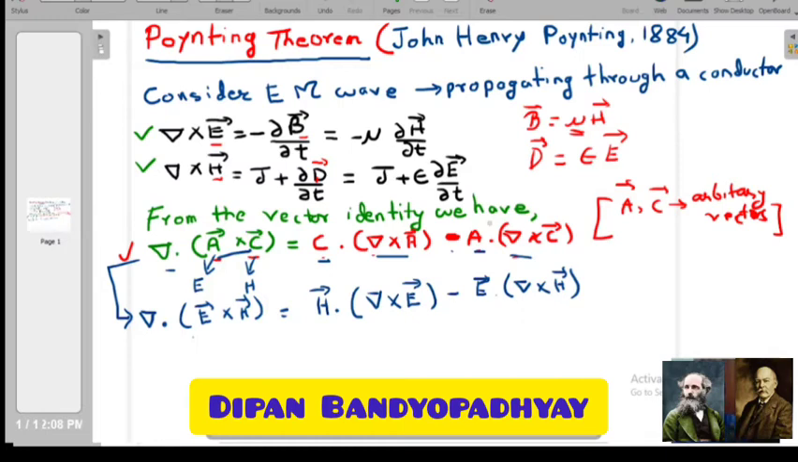We are discussing EM waves, so we have an electric field and a magnetic field associated with it. You can replace these two vectors by the electric field and the magnetic field. Let us say we write A as E and C as H. Then you get this equation.